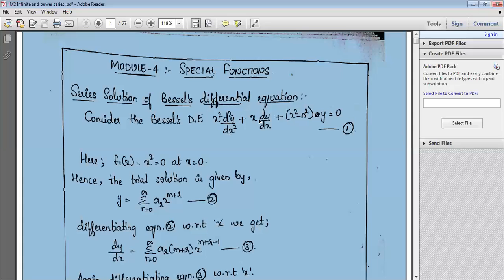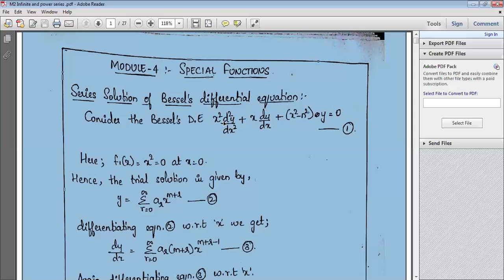x square d square y by dx square plus x into dy by dx plus (x square minus n square) into y is equal to 0. Our aim is to find the solution for this differential equation. You know how to find the solutions for homogeneous and non-homogeneous differential equations, which we have taught in the previous classes. One of the important things in this solution is that we need to find the value of the dependent variable y. That is the main aim of the solution of any differential equation.